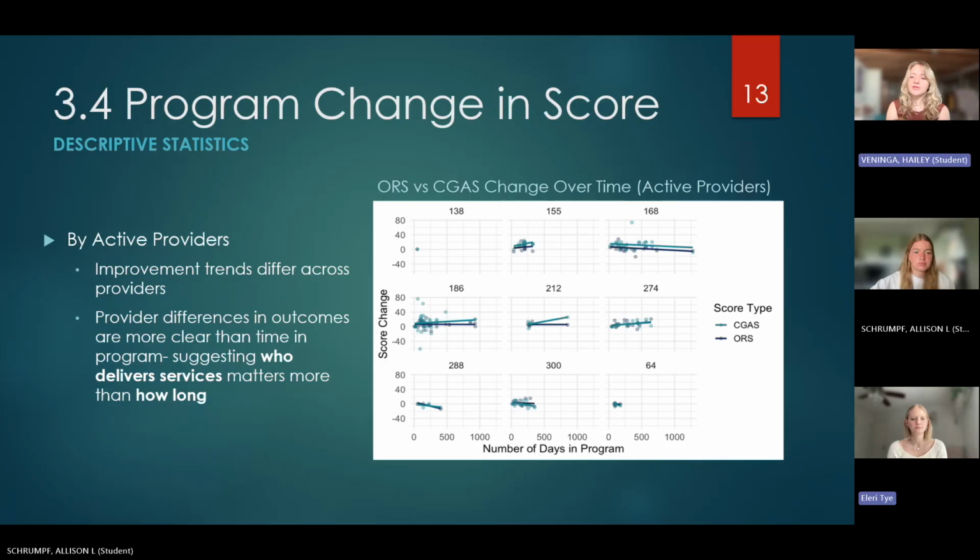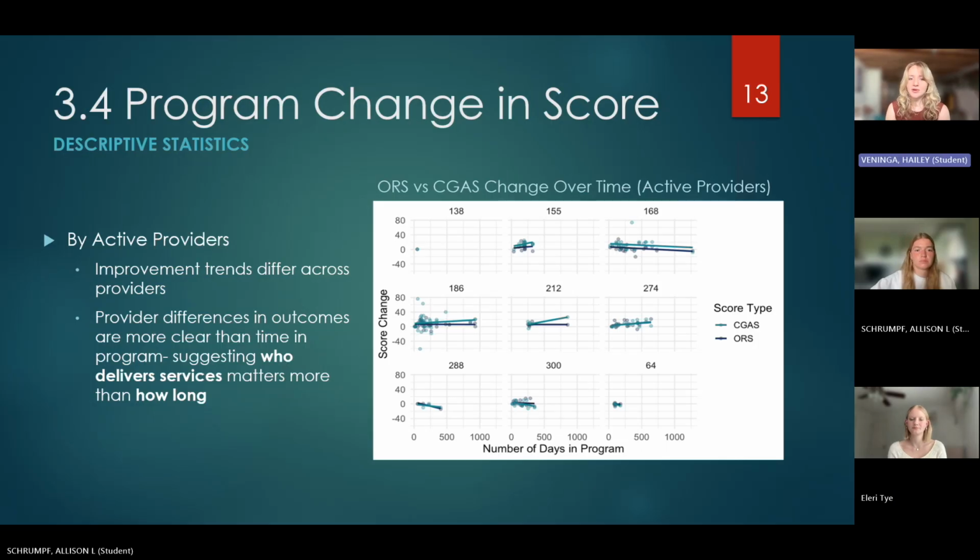And then looking more into those active providers, by the ORS and CGAS change over time per provider, we do see some differing trends as well. Some providers showed stronger positive trends than others, and the relationship between time and outcome looks different depending on who is delivering the services. That suggests that the provider themselves may play a more significant role in their clients' outcomes than just the duration, because as we've seen, duration and time for change in score isn't necessarily a huge indicator of how that change is actually happening for those clients.